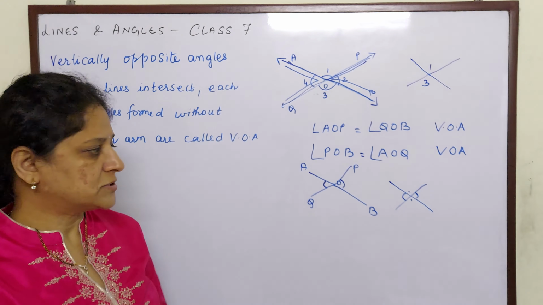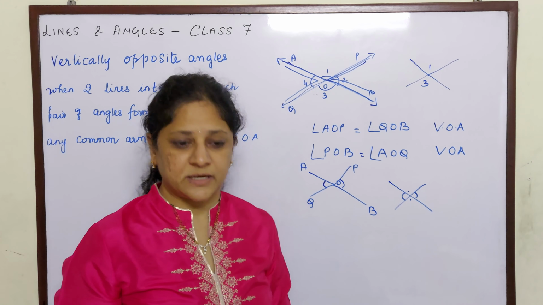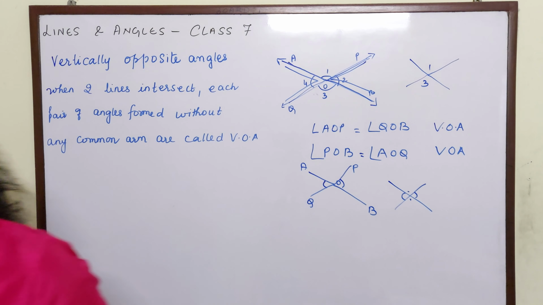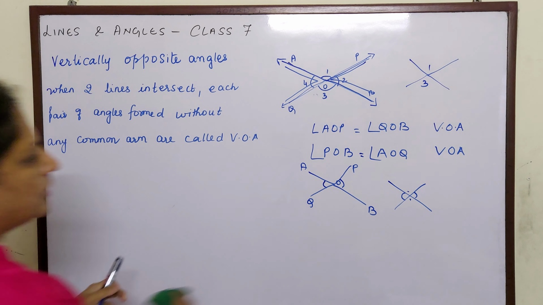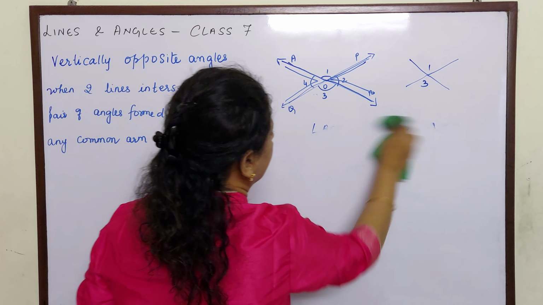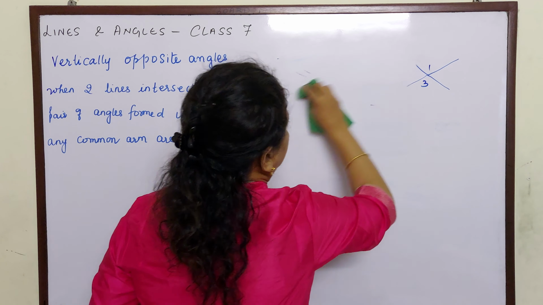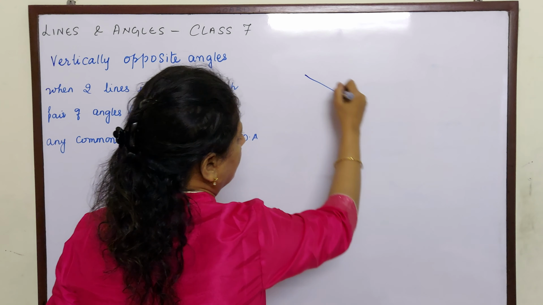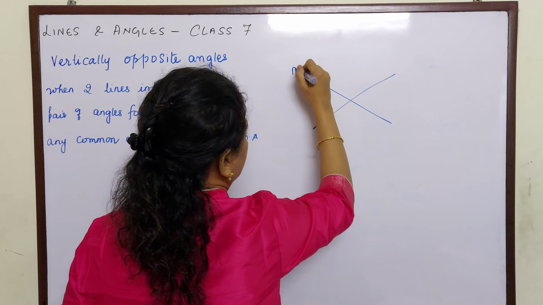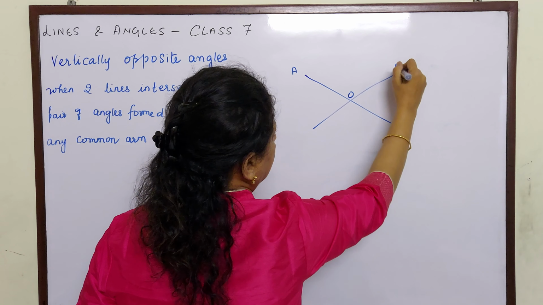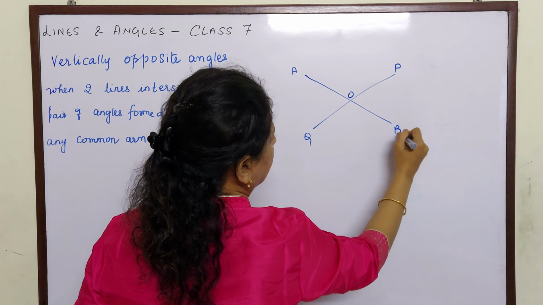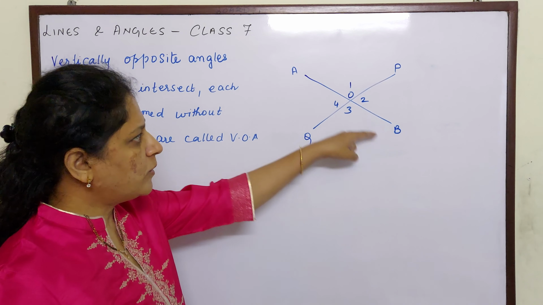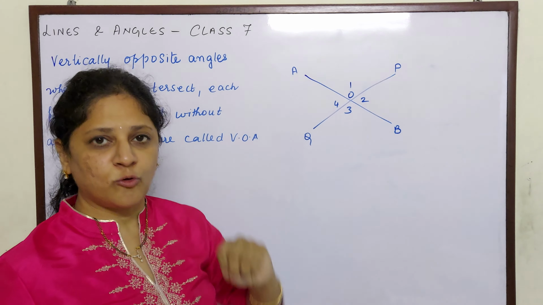They are vertically opposite angles and they are equal in measure. Now let us see how to prove that vertically opposite angles are equal in measure. In this diagram, let us draw A, O, P, Q and B. This is 1, 2, 3, 4. That means when two lines meet, they form 4 angles.